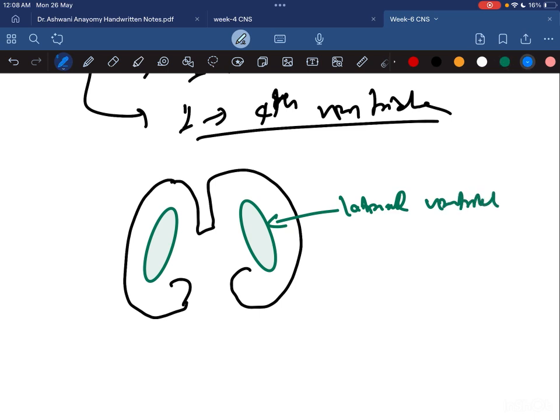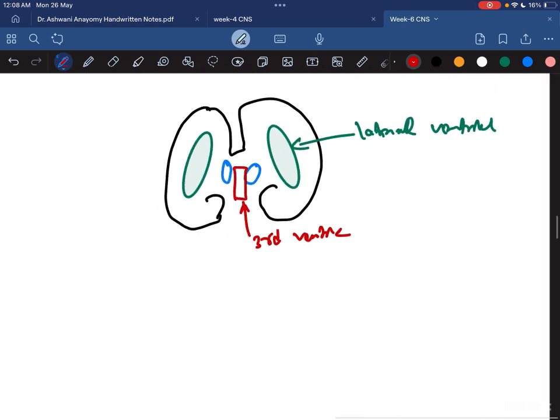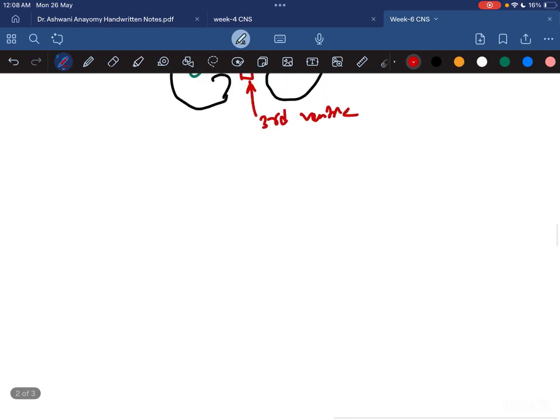And there is the region of the diencephalon. When we look at the region of the diencephalon, in between the two halves of the hypothalamus, there is the third ventricle. This is the third ventricle, and we move below. Like we draw another diagram.